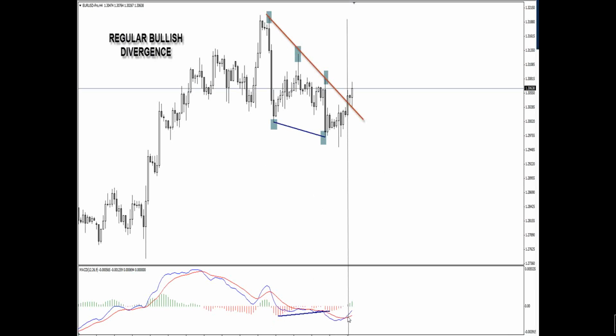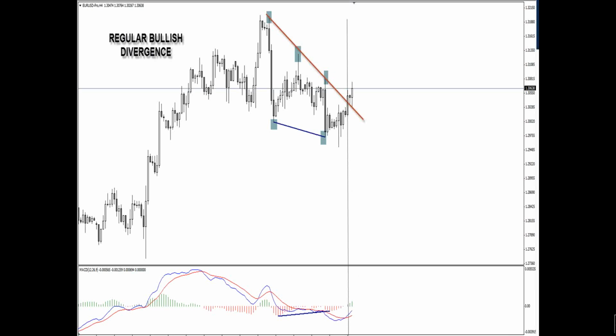Sometimes this cross, blue above red, will be much faster than the trend line break. But it's up to you. You can use this or this. So you can use either the MACD blue-red line cross or the trend line break by price.